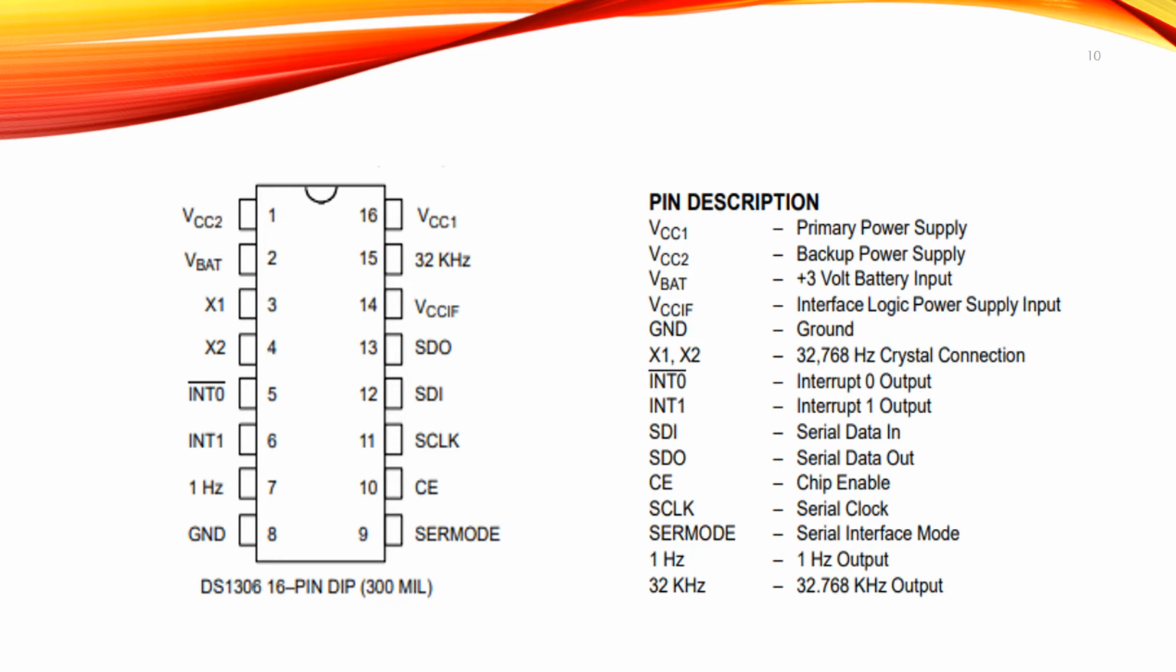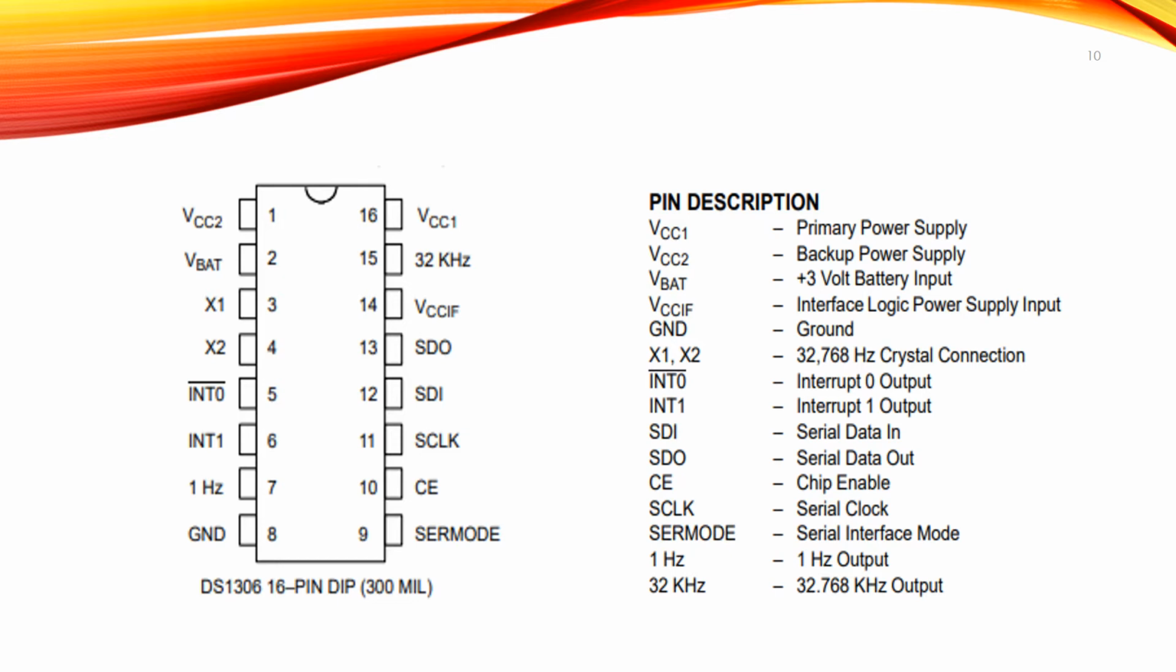So let us have a small discussion about these pins. The VCC2 pin provides an external backup supply voltage to the chip. This pin is connected to an external rechargeable power source. This option is called trickle charge. If this pin is not used, it must be grounded.